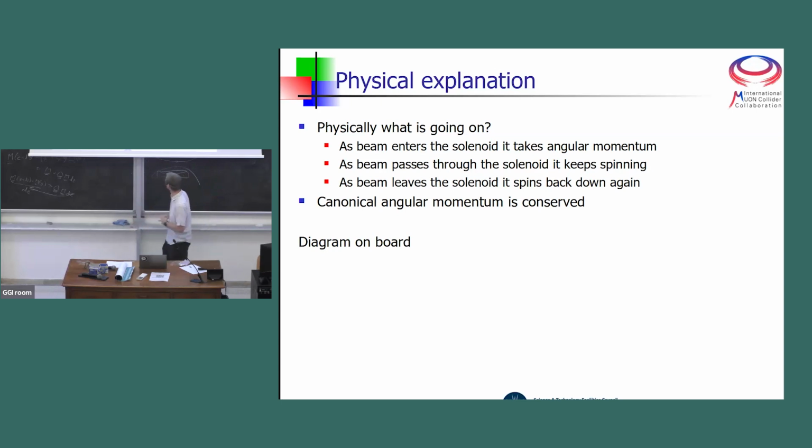Okay, so I'll just redraw this. You have a radial field component, you have a particle moving with longitudinal momentum, and so you end up having a kick in the azimuthal direction. So as particles go into solenoids, they pick up angular momentum. And it turns out that there's a canonical angular momentum, which is a conserved quantity. So the canonical momentum, so this is a conserved quantity.